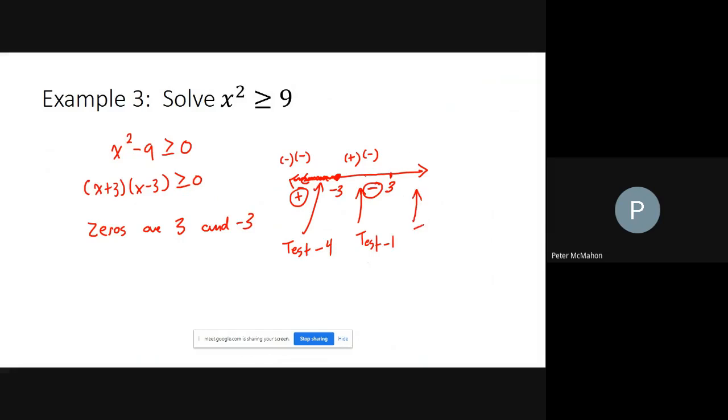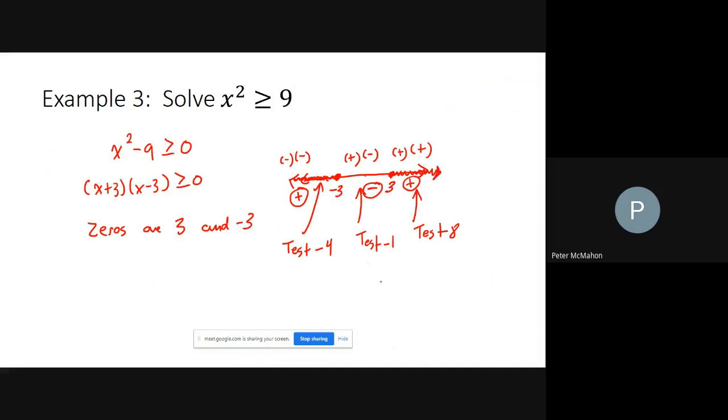I'm going to test 8. 8 is a number that's bigger than 3. 8 plus 3 is 11, which is positive. 8 minus 3 is 5, which is also positive. A positive times a positive is positive. So my second region, I have another positive region over here.